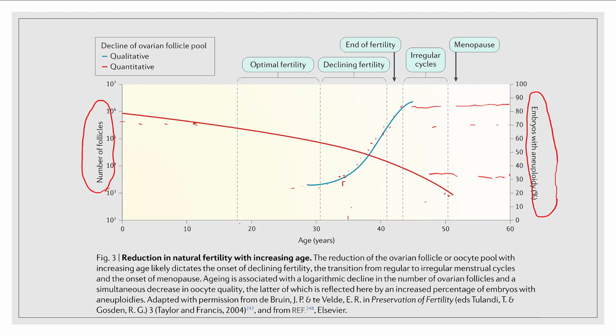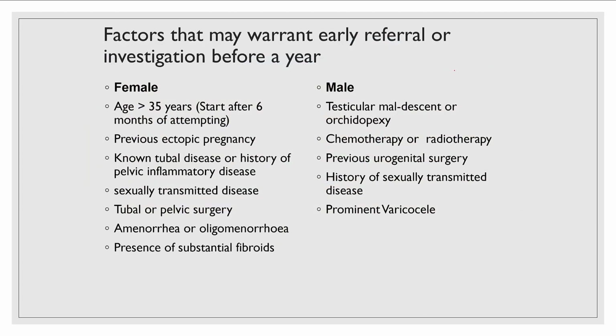So optimal fertility starts around 18 years up to about 31 years. That's the period of optimal fertility. Beyond 31 up to about 40, a female's fertility declines. At 41 to 45, you are in the borderline, your fertility may be ending. And then you start having irregular cycles, and then you go through the menopause. When you have irregular cycles, you should know that your chance of conceiving is less and less. So those are the things which you will use to counsel an elderly couple who is coming to you for fertility advice. As a doctor, these are the things which you should tell.